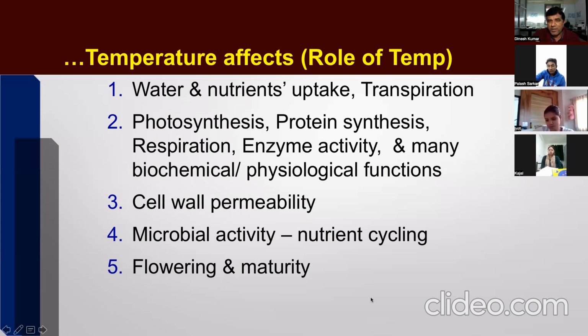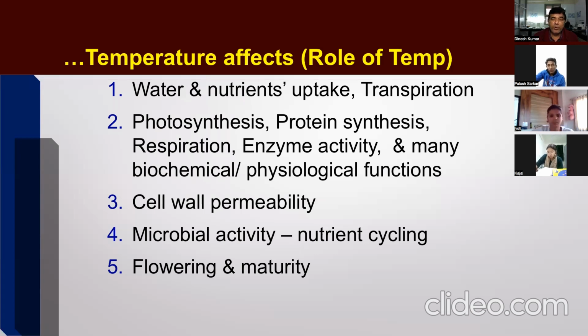Nutrient cycling will be affected. Means mineralization of organic matter will be affected. So nutrient availability will decrease. And then flowering and maturity. It also affects the flowering and maturity of the plants. Suddenly, if you have very high temperature at the time of flowering, then grain filling will be adversely affected.